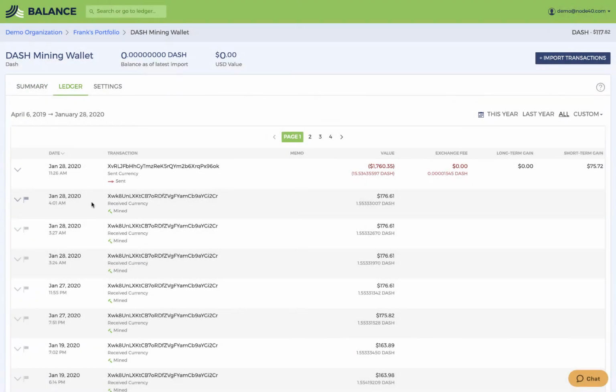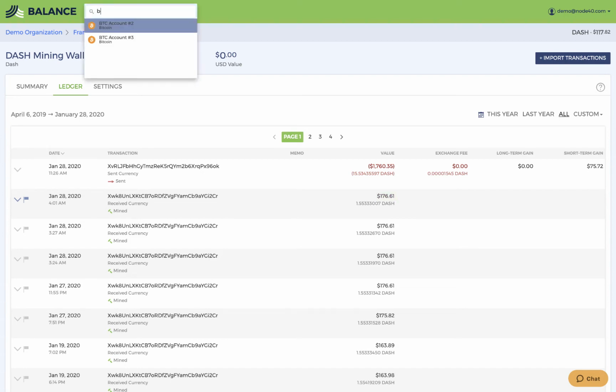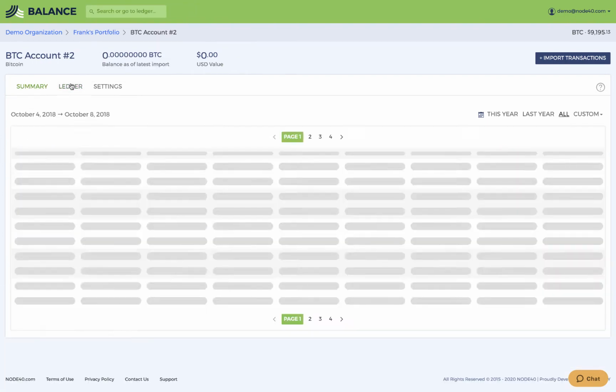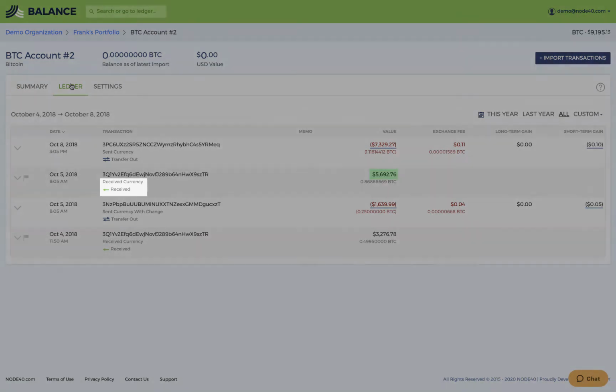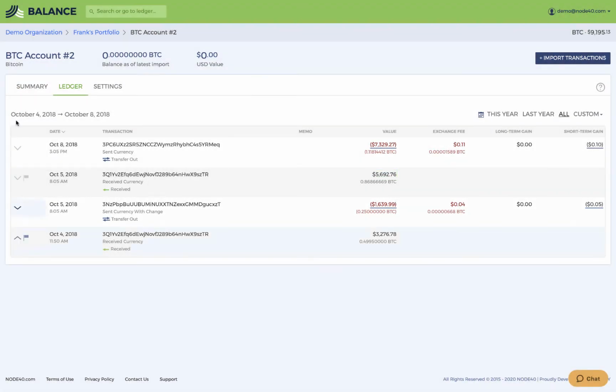Mined transactions are an incoming transaction without an input, meaning the asset is a newly generated token. For mined transactions, we simply set the incoming value at the valuation when received times the amount received. Next, we'll look at a basic incoming transaction. Like a mined transaction, we set the incoming value at the valuation when received times the amount received.